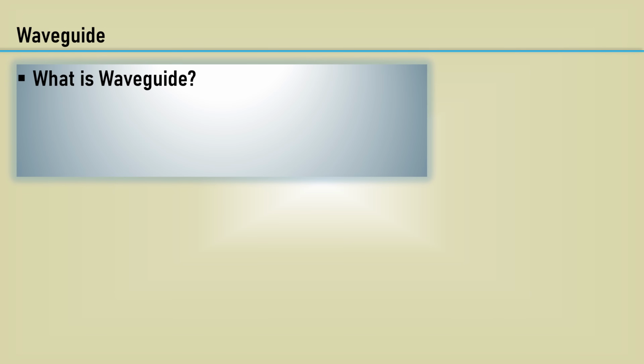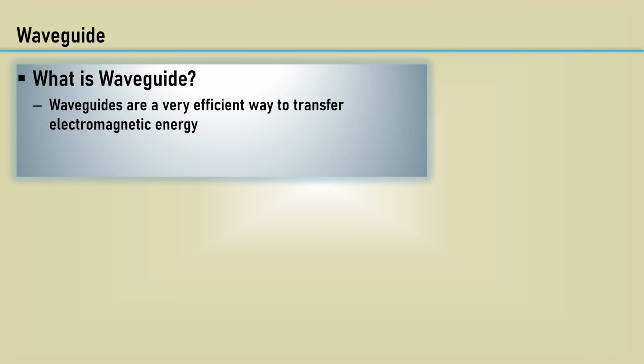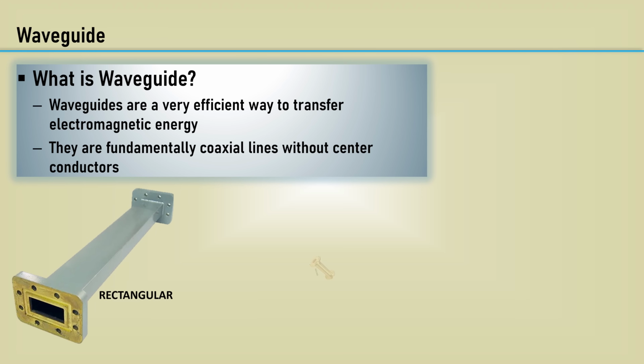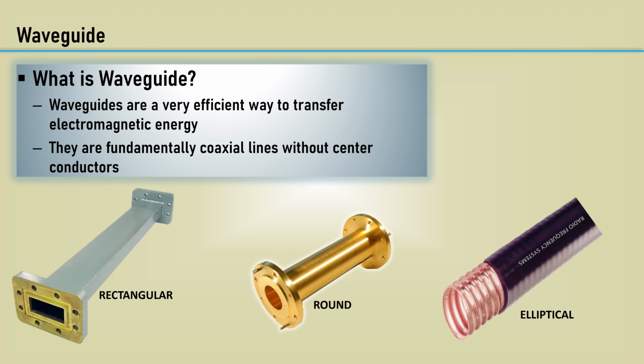What is waveguide? Waveguides are perhaps the most efficient way to transfer electromagnetic energy. They are fundamentally coaxial lines with no center conductors. Rectangular, round, and elliptical-shaped waveguide have been used and studied. Rectangular waveguide has the widest usage in the industry.